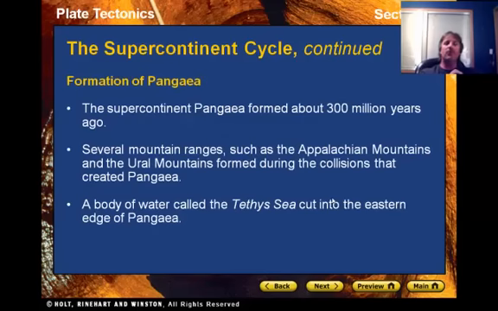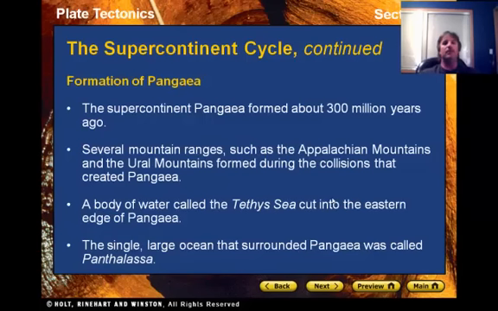Over 300 million years ago, as I said, Pangea formed. We have mountain ranges such as the Appalachians down south, which I just drove through. The Ural Mountains formed during that collision and created Pangea. And the Tethys Sea cut into the eastern edge of Pangea. The Tethys Sea you're going to hear more about eventually if you go on with Earth science, talking about the evidence that came from it. It was a shallow body of water. And when I say shallow, 300 foot, 400 foot deep compared to the ocean, which is miles deep.